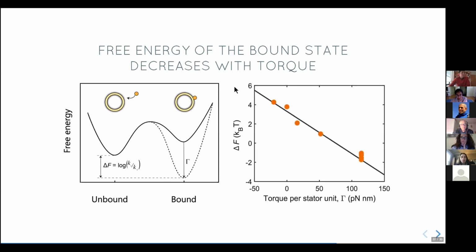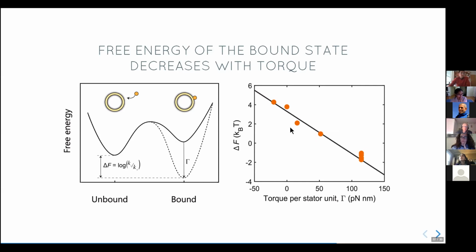So here I have the free energy difference on the y-axis as a function of torque produced by stator units on the x-axis. And what we see is two things. One, inconsistent with this picture that I show on the left, the free energy indeed decreases with the torque. Not only that, it decreases in a very specific manner. It decreases linearly with torque.